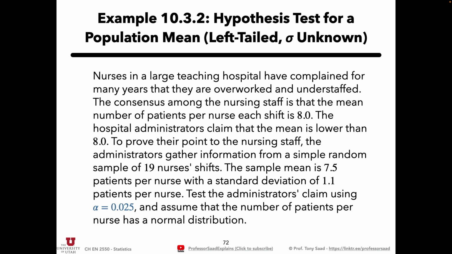I feel like the administrators came up with this alpha so that their hypothesis cannot be rejected. Like they fine-tuned the alpha so that the Z statistic, or the T statistic anyway, falls just right. And assume that the number of patients per nurse has a normal distribution. So why did we need the assumption of normal distribution? Because we picked a sample smaller than 30. So we assume it's a normal distribution. The sample mean is 7.5, and the sample standard deviation, not the population, is 1.1. So this tells us this should be a t-test.